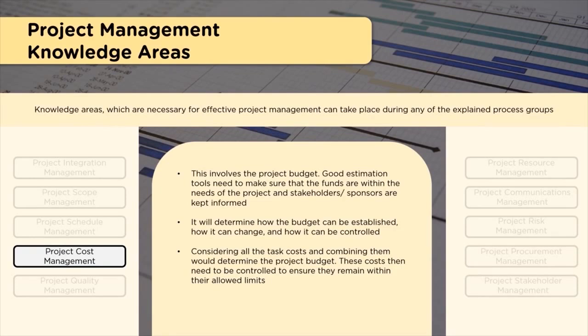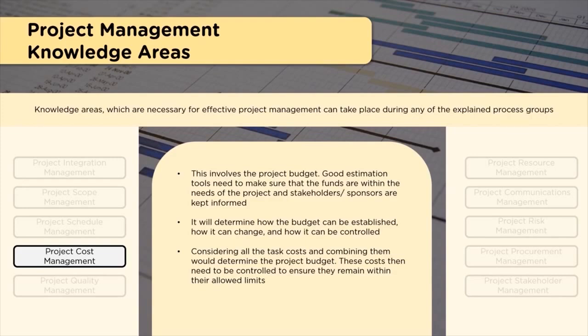So this involves project budgeting. So good estimation tools need to make sure that the funds are within the need of the project and stakeholder sponsors are kept informed. So estimation and budgeting cannot happen in isolation. Project manager cannot do it alone. That requires involving the experts, the domain experts, who can determine how the budget can be established, how it can change, how it can be controlled, what are the regulators' needs to be kept in mind. So it considers all those processes required to do that. All the tasks which are involved, like cost, and combining them would determine project budget.